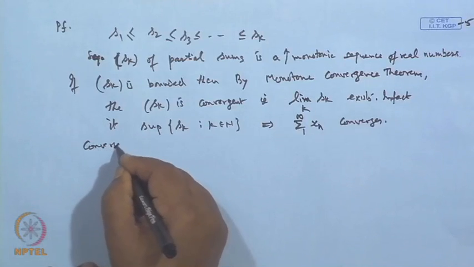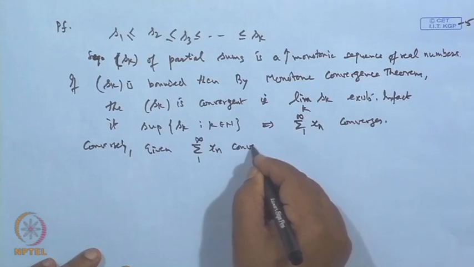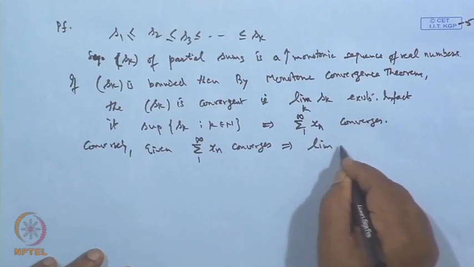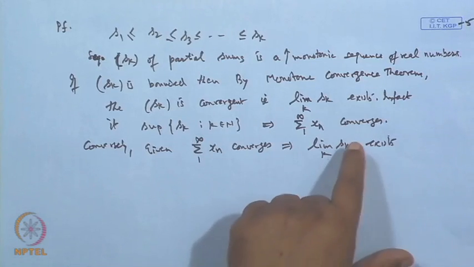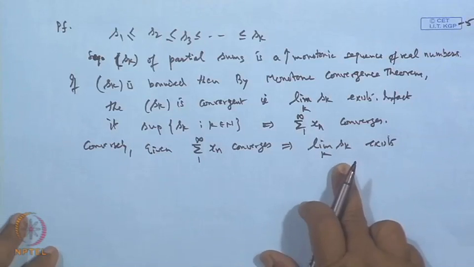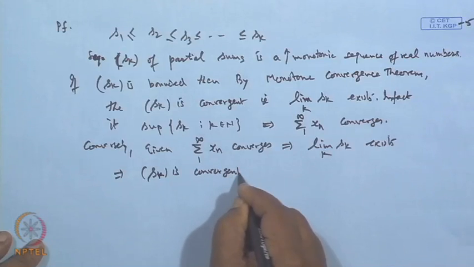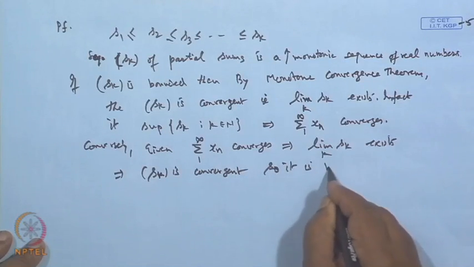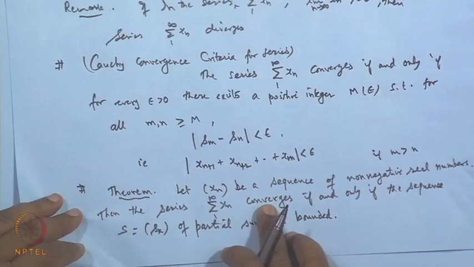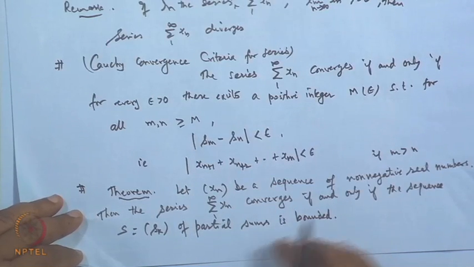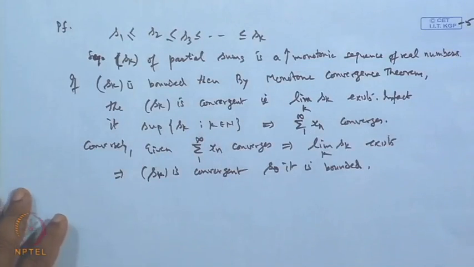Conversely, if given the series sigma x n, 1 to infinity, converges, it means what? That means the limit of this sequence S k over k exists and is finite. Now, every convergent sequence is a bounded sequence. So, this means that the sequence S k is convergent, so it is bounded. So, this proves both ways: if this series is convergent, then the sequence of the partial sums will be a bounded sequence, and vice versa, if the sequence of the partial sums is bounded, then the corresponding series will be convergent. So, that is the convergence criterion for that.